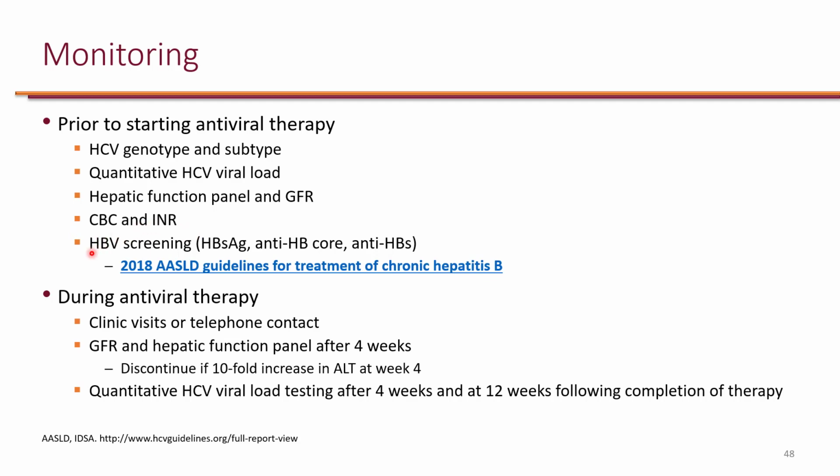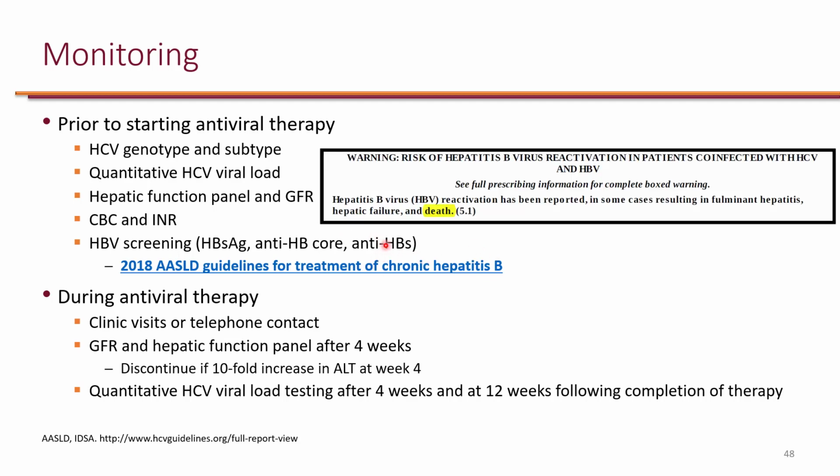It's also important to screen the patients for hepatitis B virus before starting treatment for hepatitis C. And for screening, we looked at the Hep B surface antigen as well as anti-Hep B core antibody as well as total anti-Hep B surface antibodies. And that's because there have been case reports of reactivation of Hep B once a patient started treatment of hepatitis C, including fatal flares.